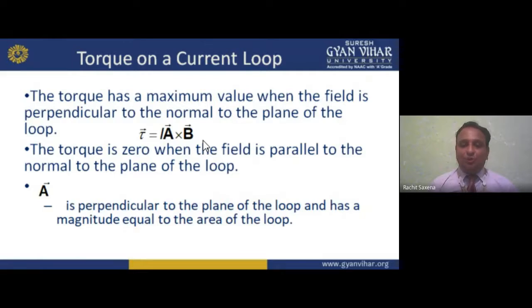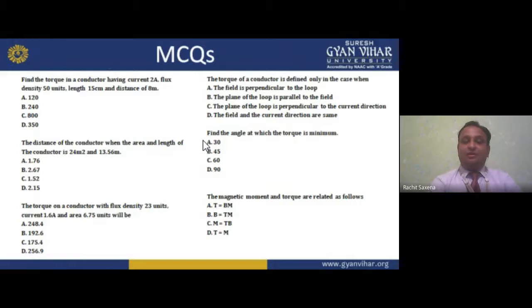I already told you, A is perpendicular to the plane of the loop and has a magnitude equal to the area of that loop. So the equation becomes I A vector cross B vector. I hope you understand this now.